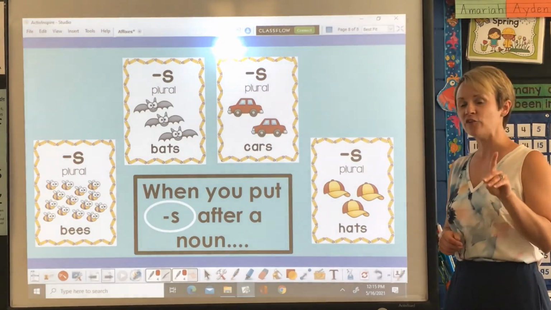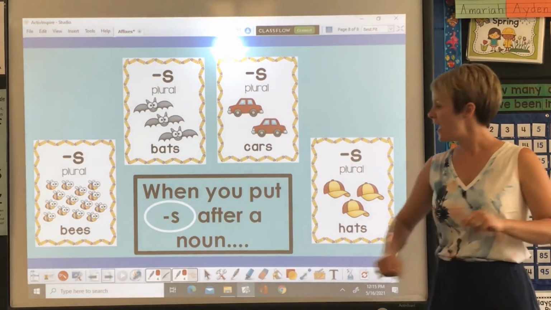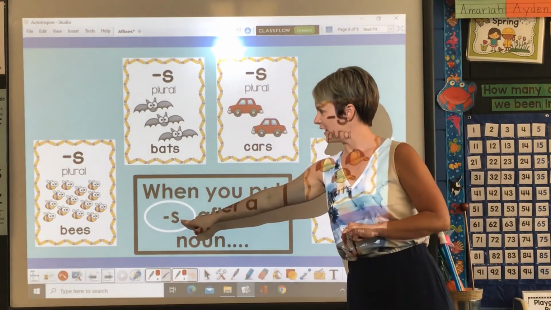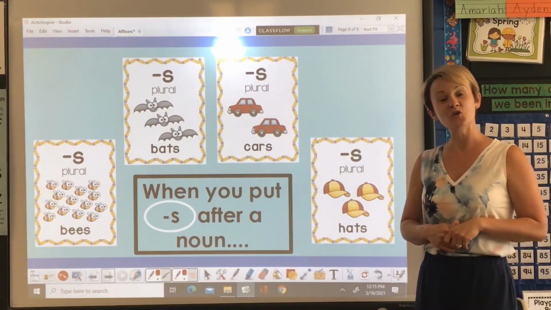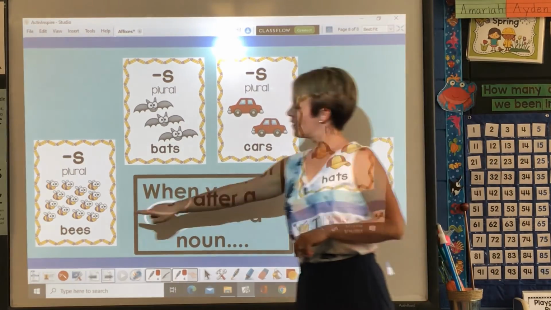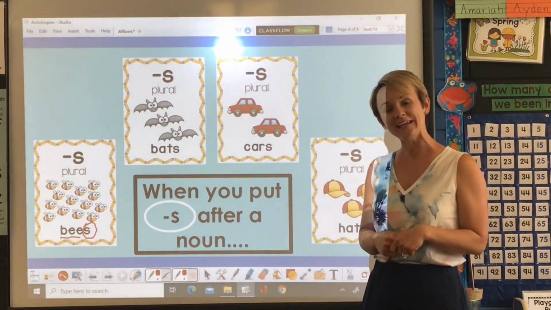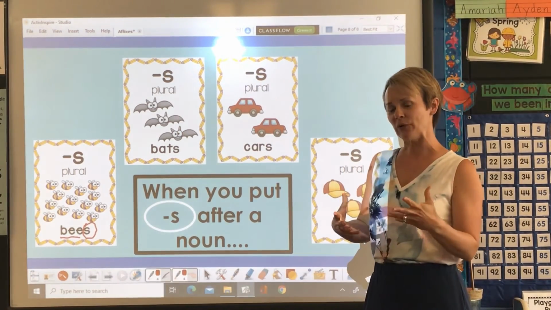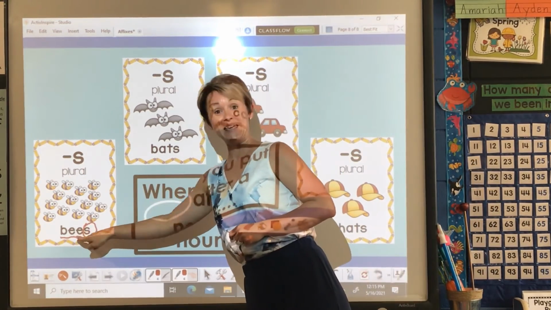And if you have a noun, like a person, place, or thing, and you put an S at the end of that noun, that changes the meaning to mean more than one. Bee with an S at the end spells bees. Now it's plural. It's more than one bee. That's a lot of bees.